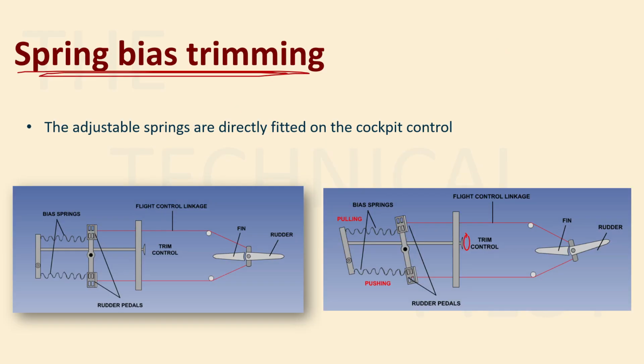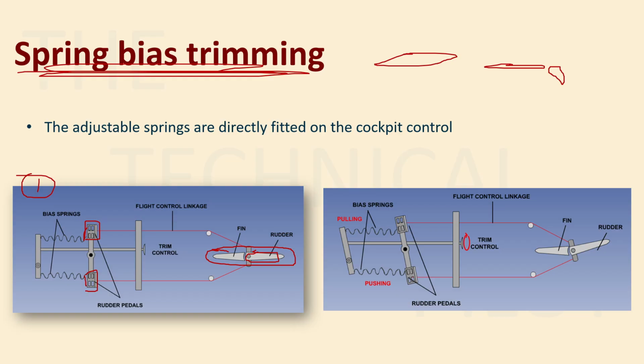Then there is spring bias trimming. This method is completely confined to your cockpit. There are no attachments on your control surface or on your all-moving tail or your stabilizer. There's nothing there. It is all confined to the cockpit. So how does it work? You can see in image number one that there are springs attached to your rudder pedals. These are your rudder pedals, right? And this that you're seeing is your fin and this is your rudder, right?